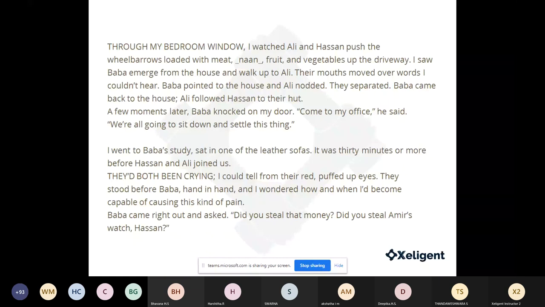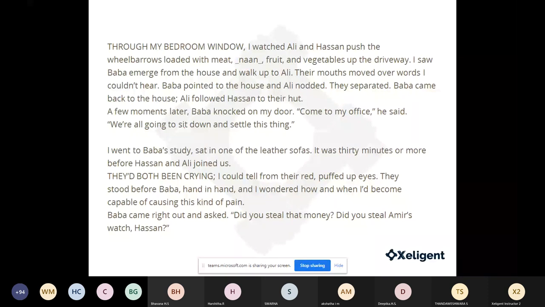Through my bedroom window, I watched Ali and Hassan push the wheelbarrows loaded with meat, naan, fruit, vegetables up the driveway. I saw Baba emerge from the house and walk up to Ali. Their mouths moved over words I couldn't hear. Baba pointed to the house and Ali nodded. They separated. Baba came back to the house. Ali followed Hassan to their hut. A few moments later, Baba knocked on my door.